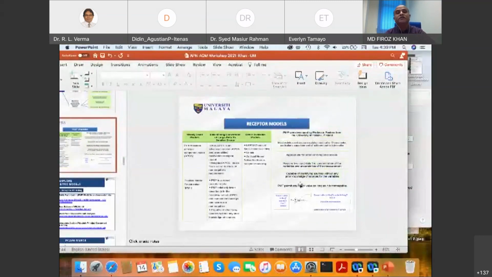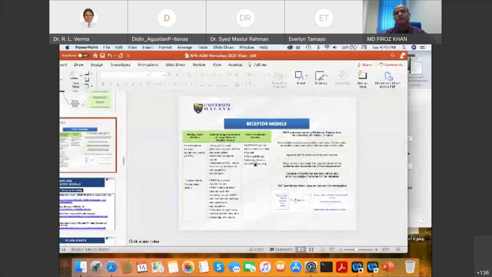So here I have listed very commonly used, widely used models. If you look at the slide here, on the left side, PCA, APCS, positive matrix factorization, the PMF model. These two models are the most widely used. It is because these two models are very simple, user friendly, right? We don't need to have information about our data if we want to execute these two models for our experimental data, experimental results, right?